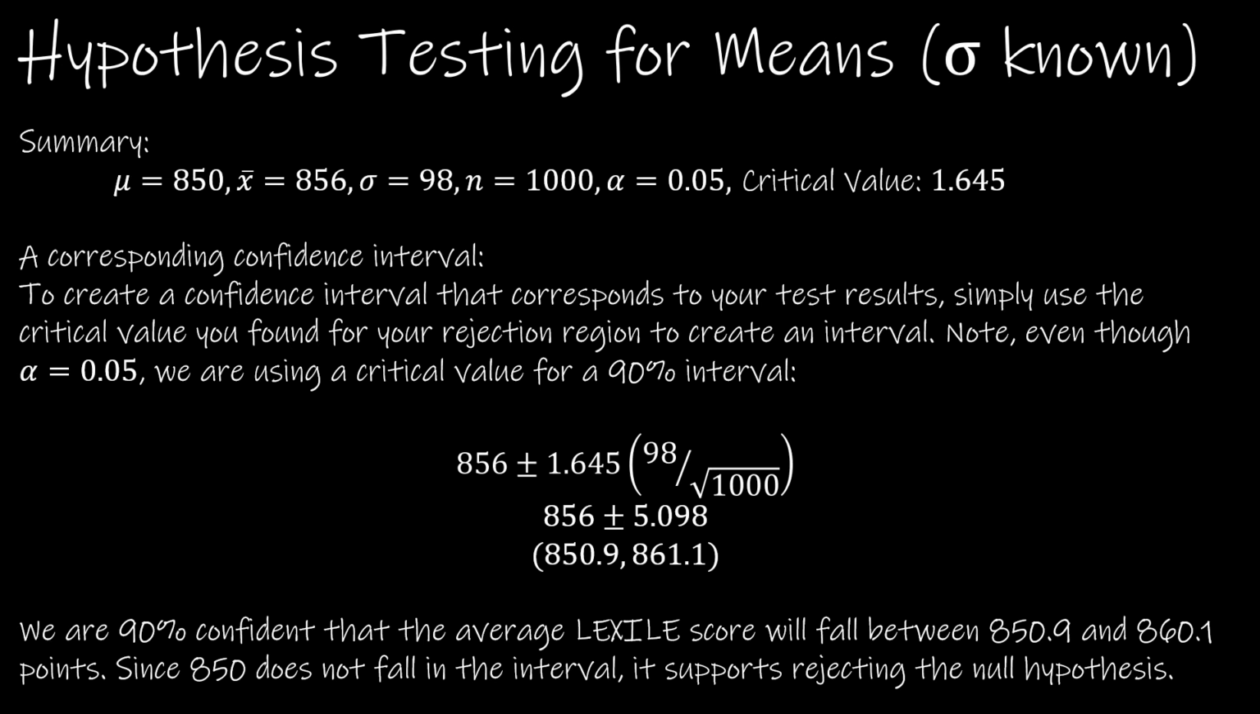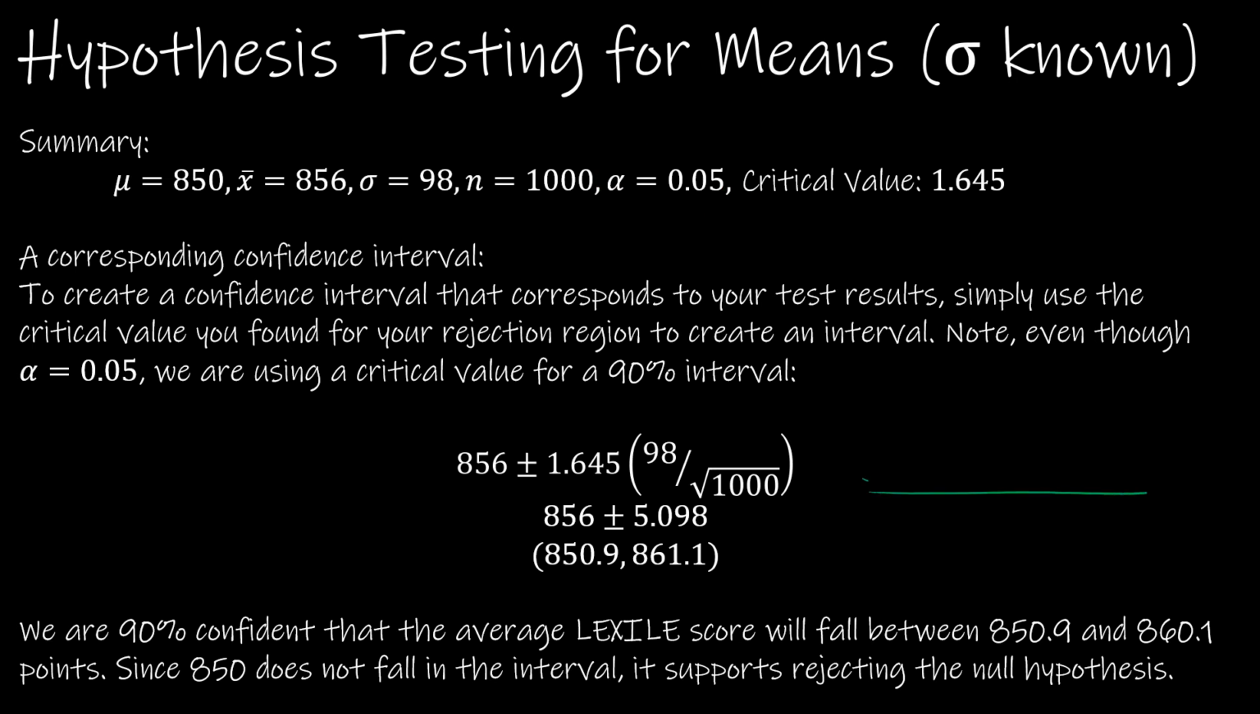Now my favorite part's coming up because I'm going to show you how to use Excel to do all of this for you. But before we do that, I really want to talk about corresponding confidence intervals because this can be a little bit tricky. So when we created confidence intervals previously, we always said, hey, if alpha is 0.05, then I'm creating a 95% interval. And technically, yes, that's cool, but here's the problem.